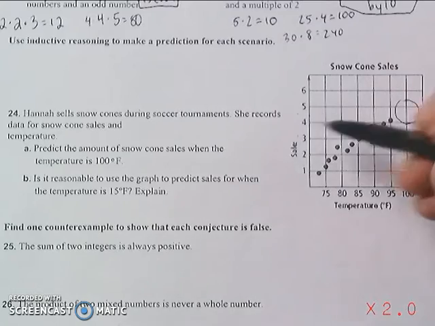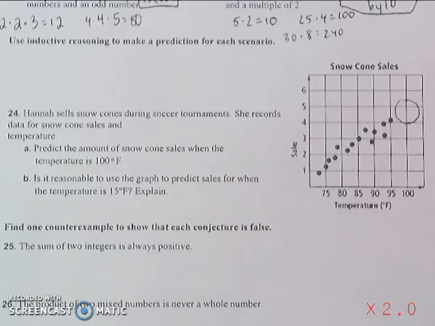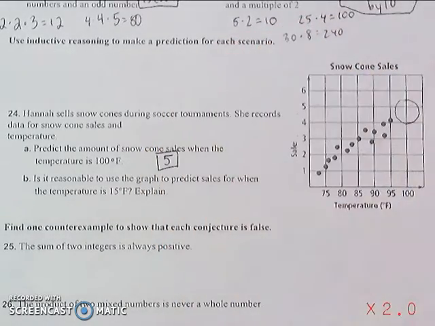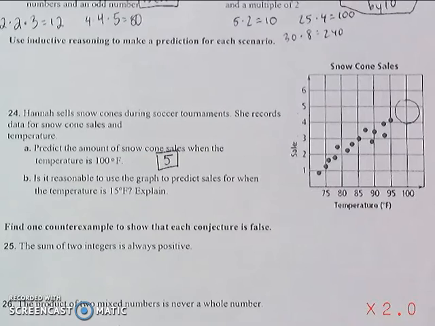So I think these are sales, and something got cut off, but I'm assuming it's going to be somewhere up here. So I'm going to say probably 5. She's going to probably make 5 sales or so when it's 100 degrees.